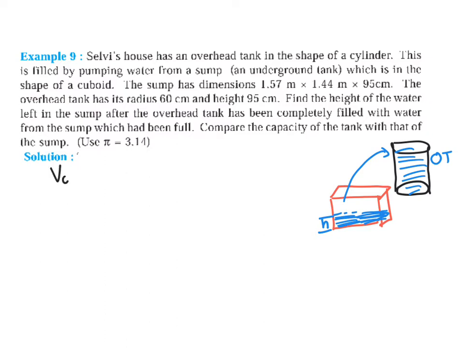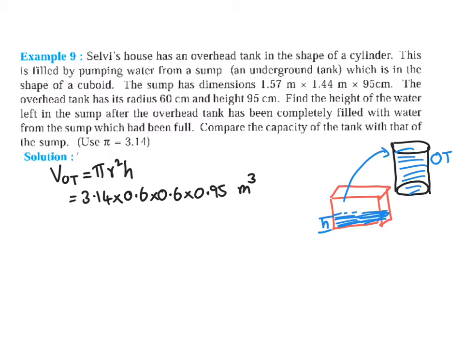So let's find the volume of water in the overhead tank. That is nothing but in the shape of a cylinder. So volume of a cylinder is pi r squared h. So now we can easily plug it in. So pi is 3.14 times the radius is 60 centimeters, that's going to be 0.6 meters, times the height is 95 centimeter, that's going to be 0.95 meter. So the total volume is in meter cube.